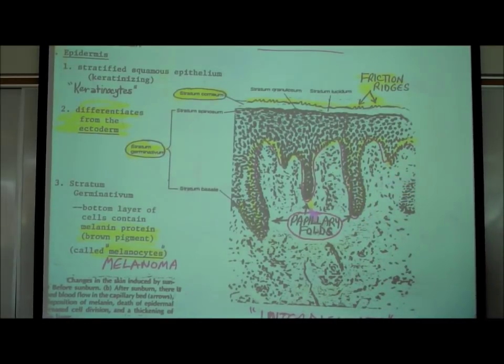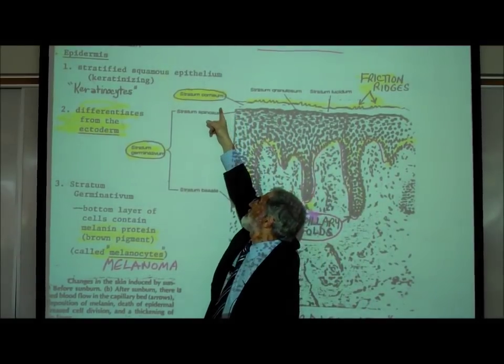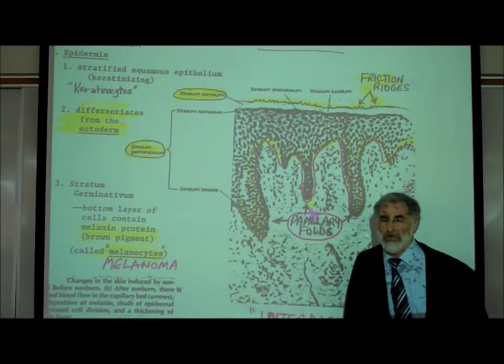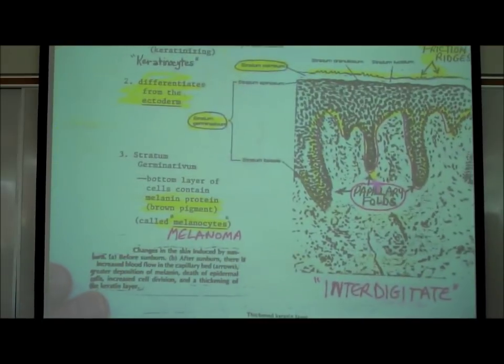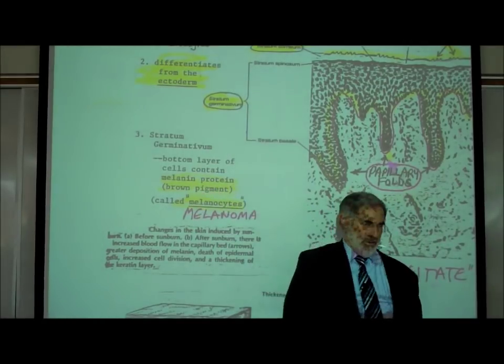I'm only going to ask you to know two, just two. And the two we're going to ask you to know are the very top layer, the stratum corneum, and the lower layer, the stratum germinativum. So let's explain what those are. The stratum germinativum is the bottom layer of cells.